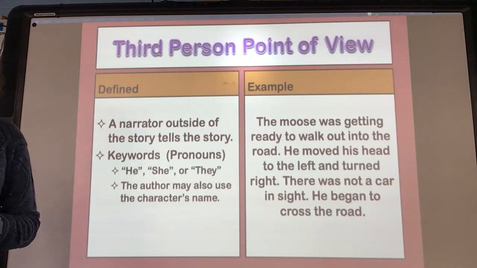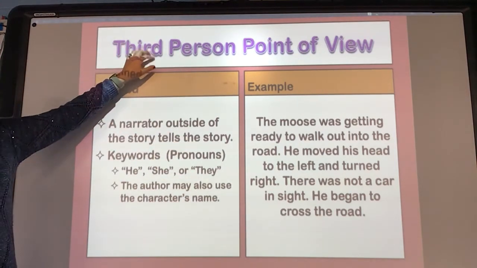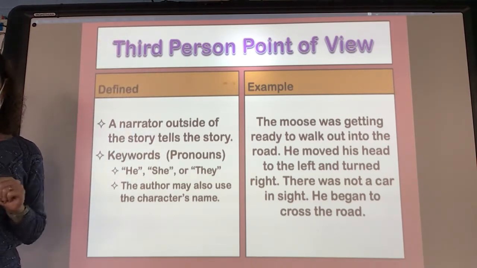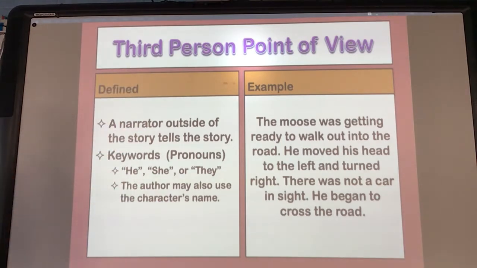Here's that third person we were talking about. Third person gets broken down into two different kinds of third person. But to start with, third person itself is a narrator outside the story. Think back to first person. How are first person and third person different so far?